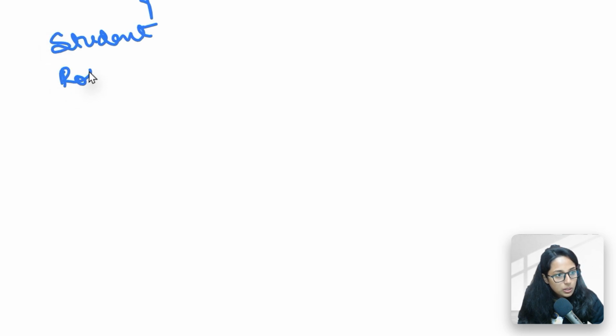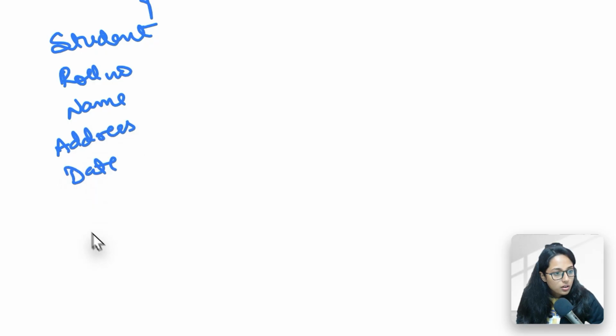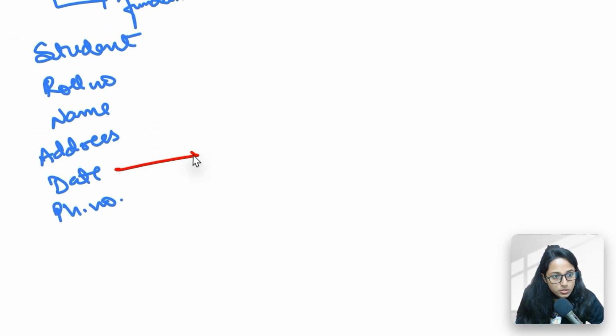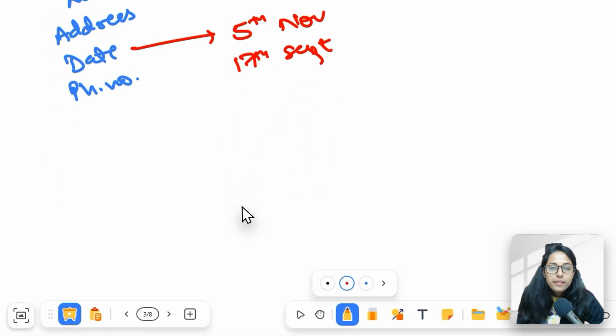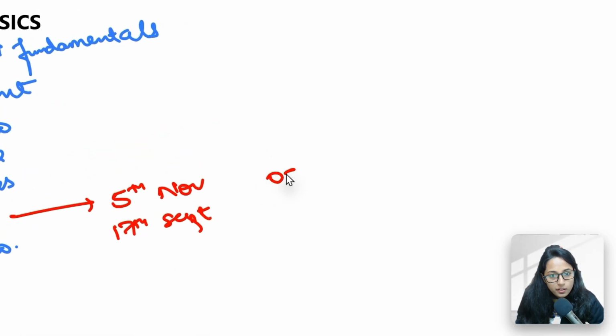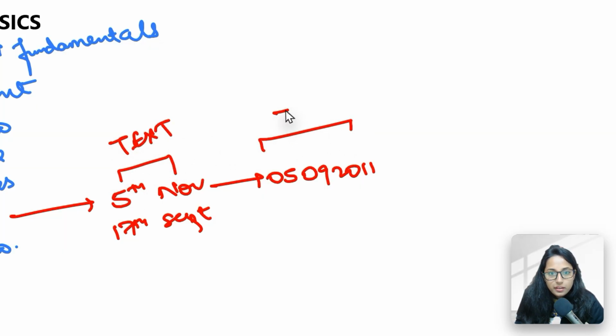Here I have roll number, name, address, date, or any other attribute, phone number. So let's assume the date was stored in a format of November something, or September something. And suddenly one requirement comes: I need to sort that with respect to integer, and I want this format as 05092011 or something similar to this. So if you see, this format is in text format and this is in integer format.